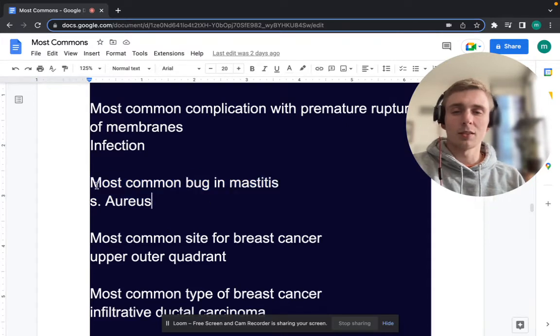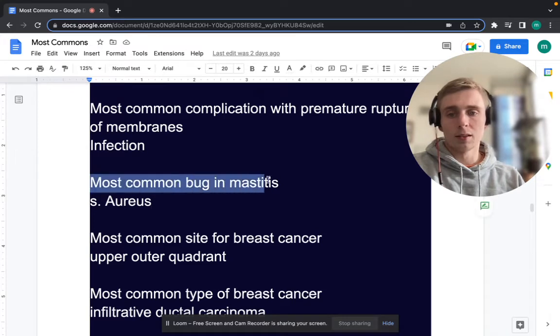And what's the best treatment for mastitis? So how about the best treatment initially for mastitis? That's going to be dicloxacillin or another type of penicillin, which are safe in breastfeeding. So most common bug in mastitis, that's Staph aureus.